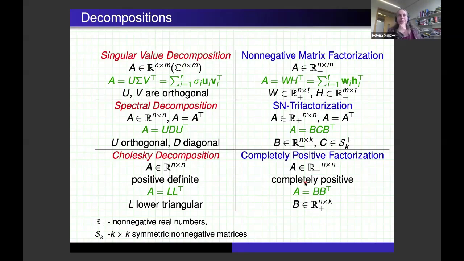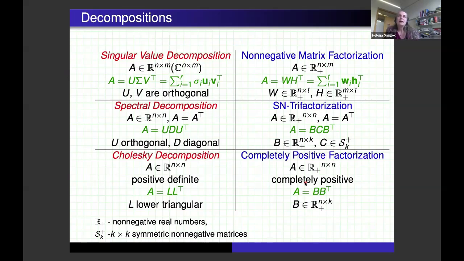I have here some decompositions. On the left, we have classical decompositions that we teach to our students. And on the right-hand side in blue, we have in parallel factorizations where we start with a non-negative matrix. And here, by non-negative, I mean entry-wise non-negative, so all the entries are greater than or equal to 0. And we're looking for factorizations where we require the factors to be non-negative as well.